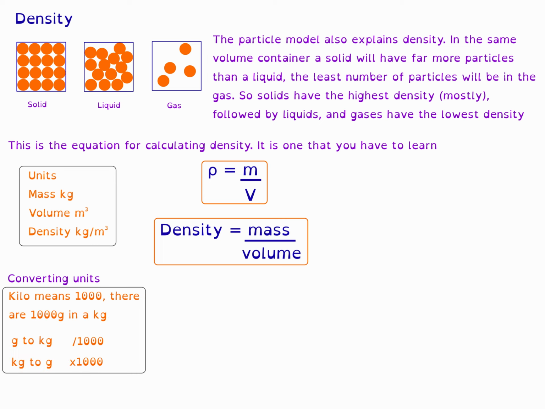If you need to convert from grams to kilograms, because kilo means 1,000, then the factor of change is 1,000. You would need to divide by 1,000. To go from kilograms to grams, you need to times by 1,000.